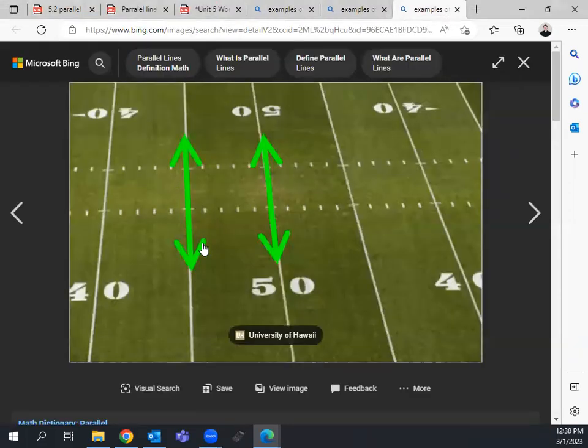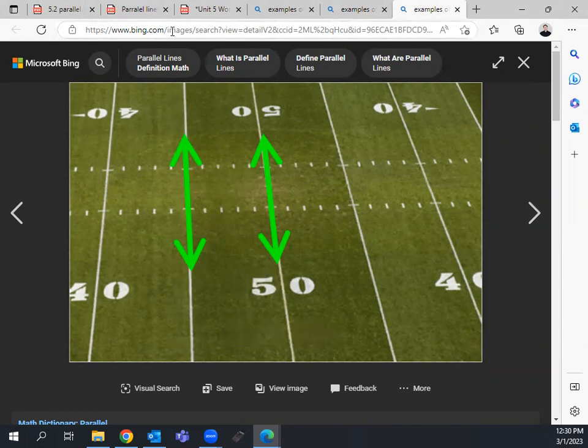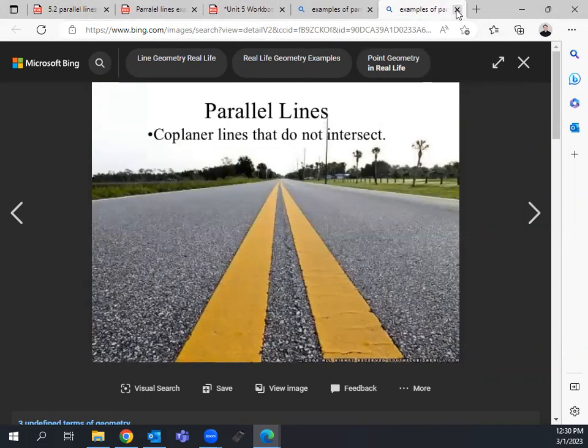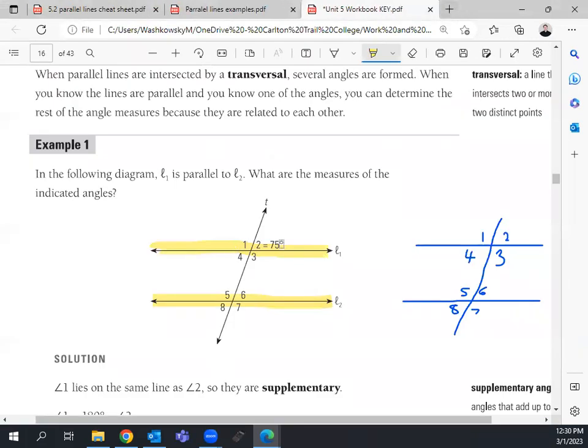You see it in football, for example, right? Or I guess any sport. These white lines going across, they're the same distance the entire time. These lines right here are 5 yards apart, and they're 5 yards apart no matter where you go. So we see parallel lines everywhere in real life. And that's exactly what these are. They're lines that are the same angle. They will never, ever touch, even if you extended them to the end of the universe.